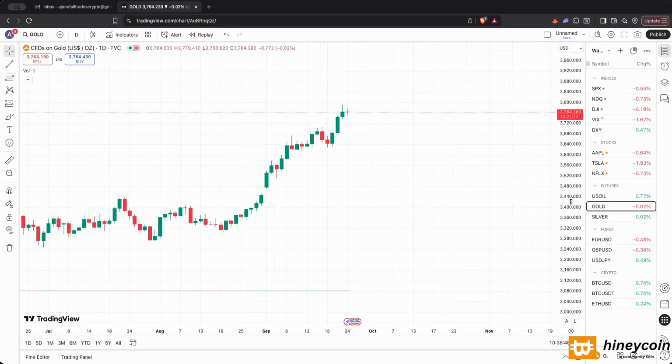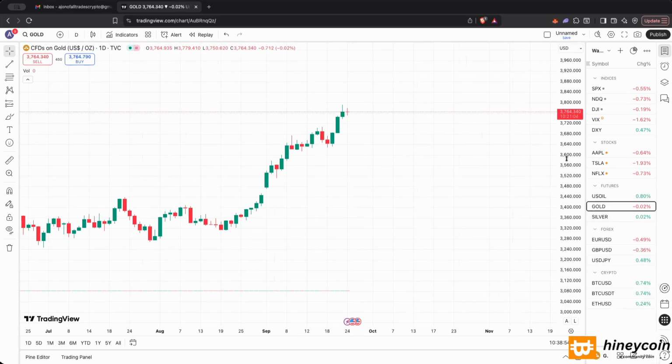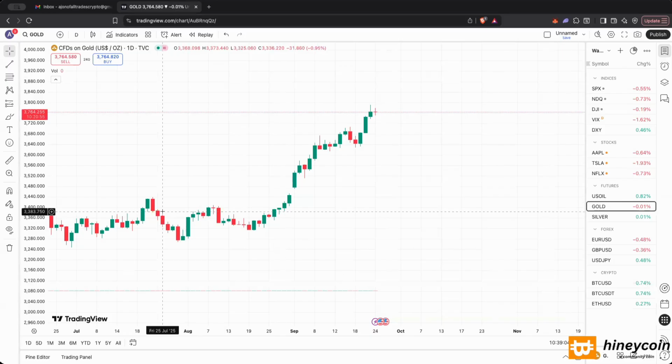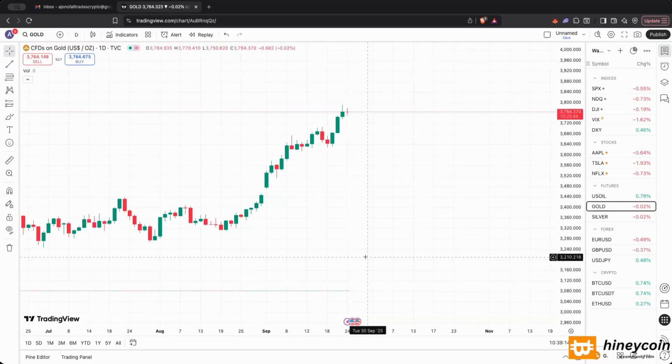One last thing, if for any reason your price chart or your price axis is not on the right-hand side, you can right click again on your trackpad or your mouse. And what might happen is that you might actually have that scale or axis on the left-hand side. Some people like it. Most of us are very used to having the price axis on the right. So just make sure that you move it back to the right-hand side.